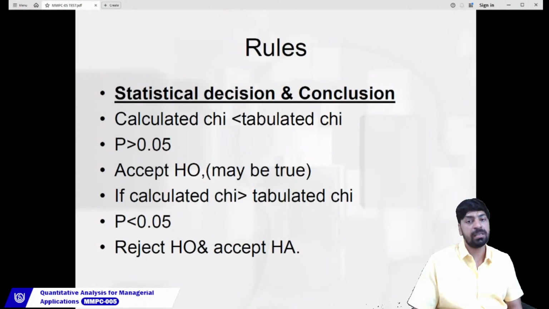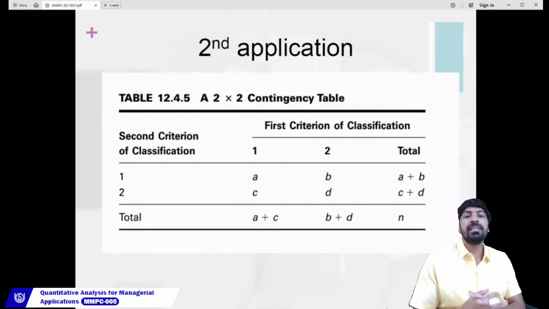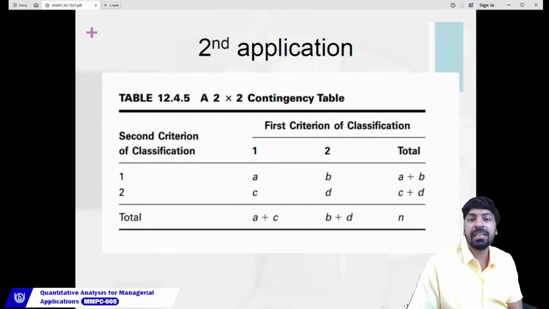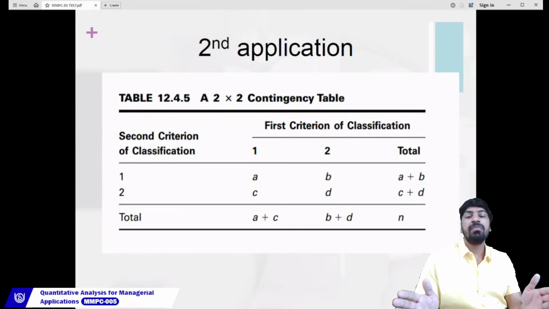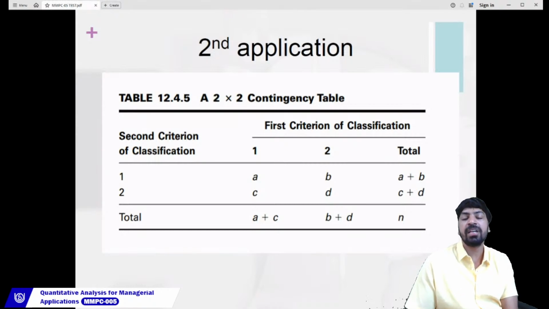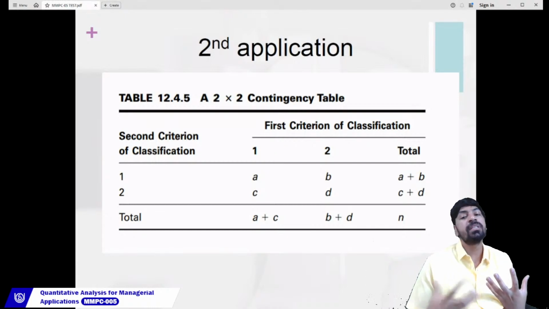That's called the result. So this is the second category or second application, that is the contingency table. Contingency tables are classified into rows and columns. So this is the format of the contingency table. The first category of classification and the second category of classification have been given values, the counts. They are called observed counts, because whatever values are given in the question are the observed counts.